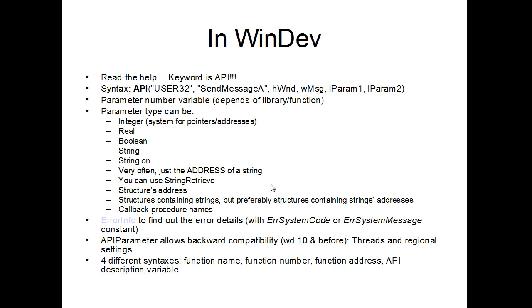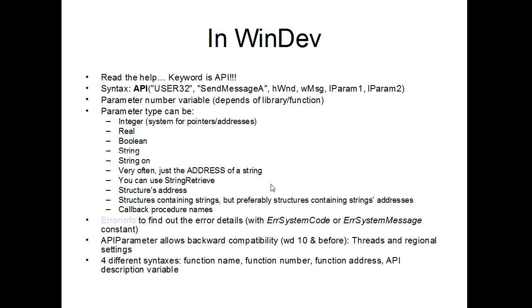Now, it would be too simple if that was the only thing. There are in fact now 4 different syntaxes. Originally there was only one syntax, but clearly there were requests for other ways of doing things, and there are now 4 different syntaxes for the API function. You can call the API function for a DLL, so the first parameter is the DLL, with a function name. That's the example that I showed you here, SendMessageA. With a function number instead of the function name, that's a different case, or with the function address.